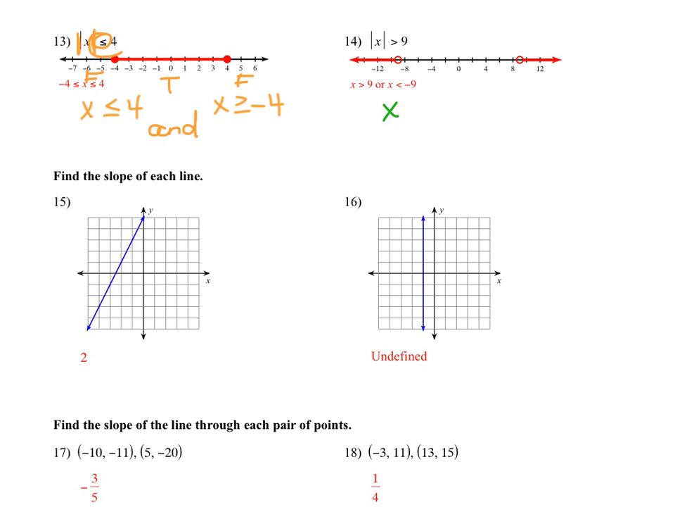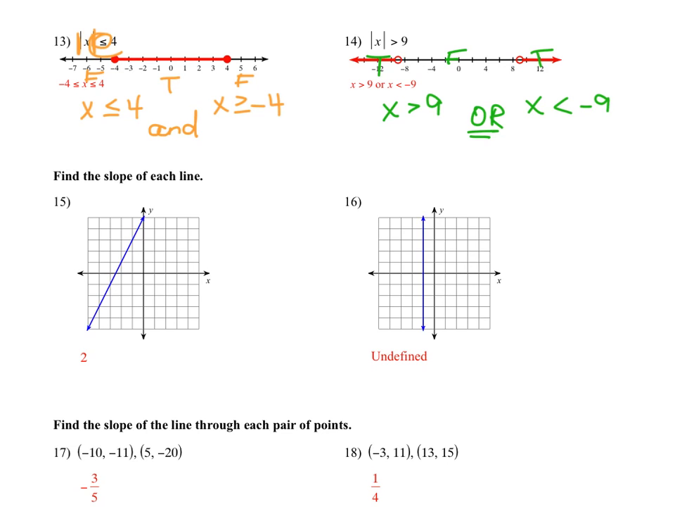14, very similar. X is greater than 9. X is less than negative 9. So I'm flipping the symbol, changing to negative. And then this is more, and we said more was or. So this is true, false, true. You don't need anything to overlap. You just need one thing to be true. So I've got that one done.